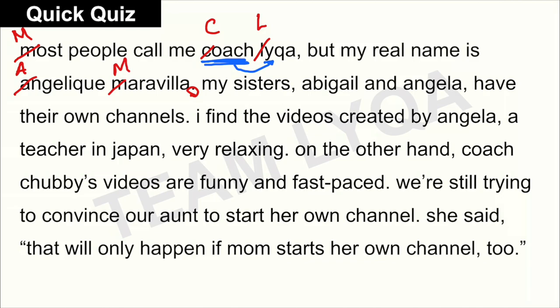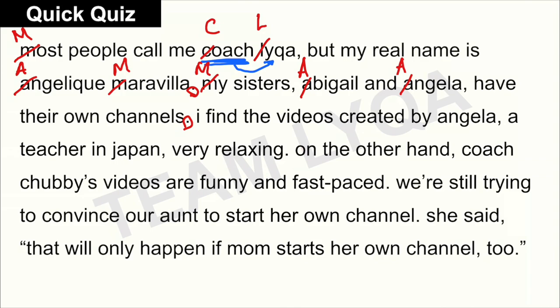Next sentence, sabi, "My sisters Abigail and Angela have their own channels." You see a period right here again. Okay, dahil may period yan, capital dapat. Ito. And then, yung pangalan ni Abigail and Angela, parehong yung proper names. So, kakapitalize natin yan. Have their own channels. Okay na yon.